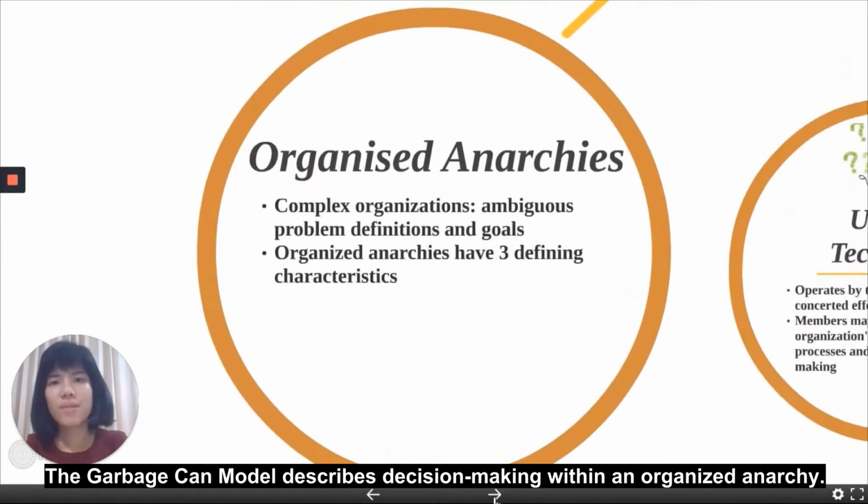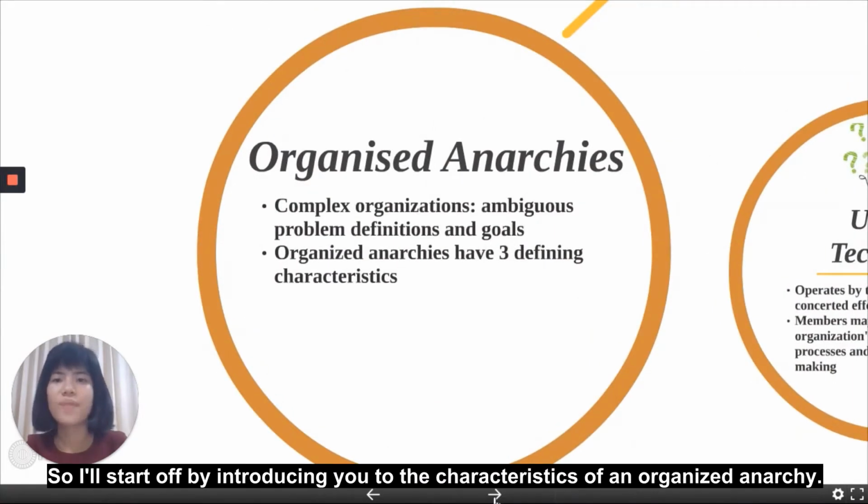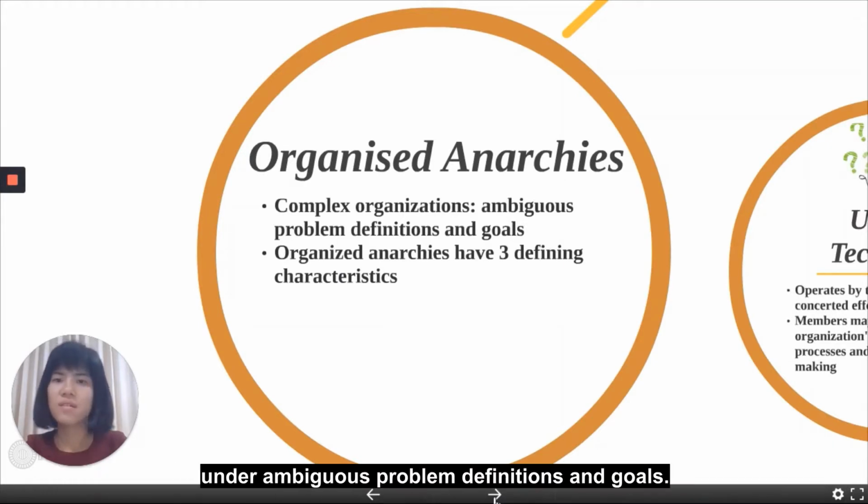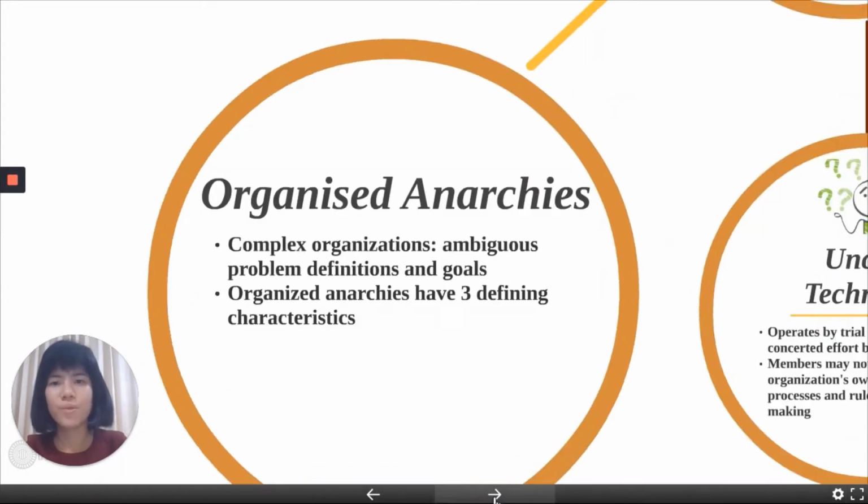The garbage can model describes decision-making within an organized anarchy. So I'll start off by introducing you to the characteristics of an organized anarchy. These organizations are usually complex and operate under ambiguous problem definitions and goals.